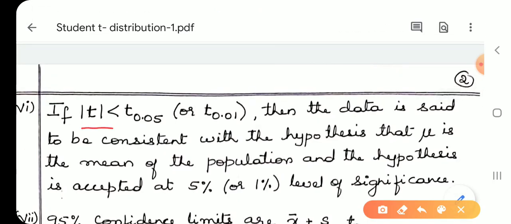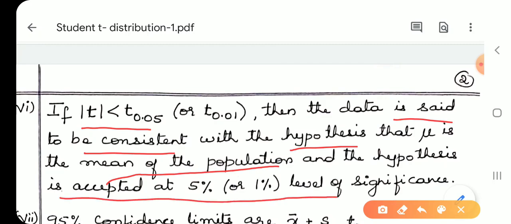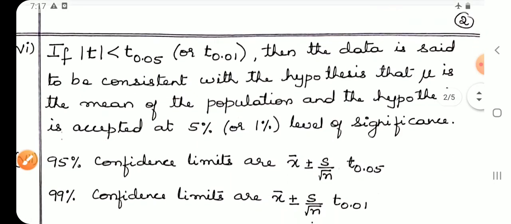If mod of t is less than t of 0.05, that is, if mod of t is less than the standard table value, then the data is said to be consistent with the hypothesis that mu, the mean of the population, is in coordination with the mean of the sample, and the hypothesis is accepted at 5% level of significance.